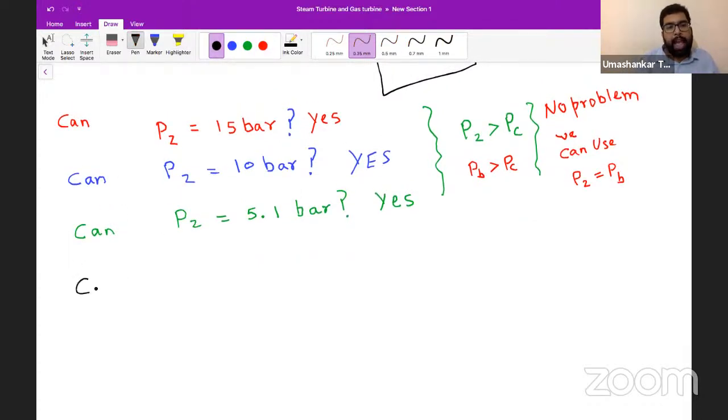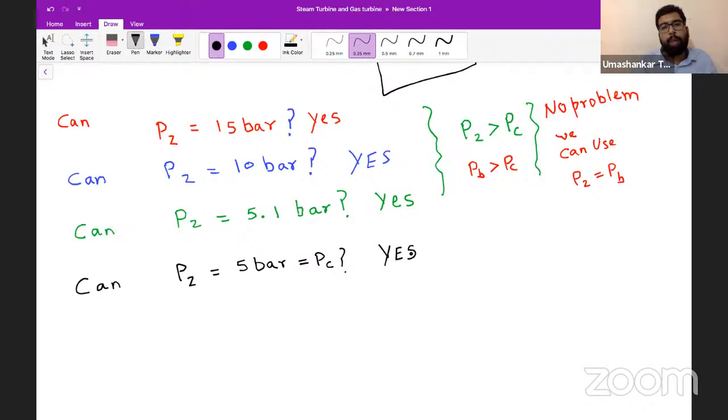Now tell me, can P2 equal 5 bar? That is exactly equal to PC. Now tell me yes or no. Can this happen or not? So yes, this can also happen.